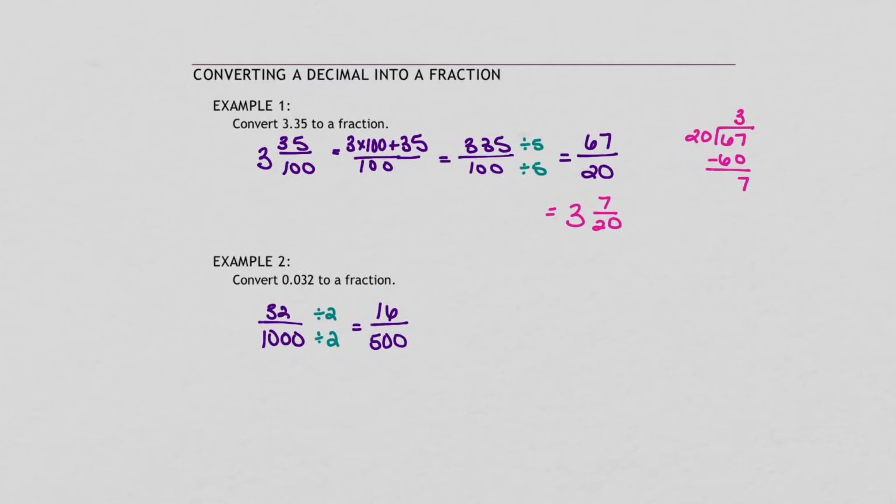So let's see, what else might go into both 16 and 500? Let's try 4. So 16 divided by 4 is 4, and 500 divided by 4 is 125. There's not a number that'll go into both 4 and 125, so that's the end. And it's not improper, so we don't have to make it mixed or anything like that. Now, if you had divided by 2 back here, then you would just have to divide by 2 again, which would be perfectly fine.